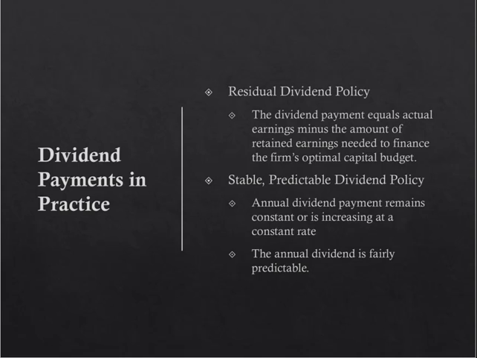There's a stable, predictable dividend policy, which says annual dividend payment remains constant or increases at a constant rate, say, 50 cents a year, 10 cents a quarter. And that annual dividend is fairly predictable, and it normally takes a significant impact to the company's operations on the downside, predominantly, in order for that to be impacted.